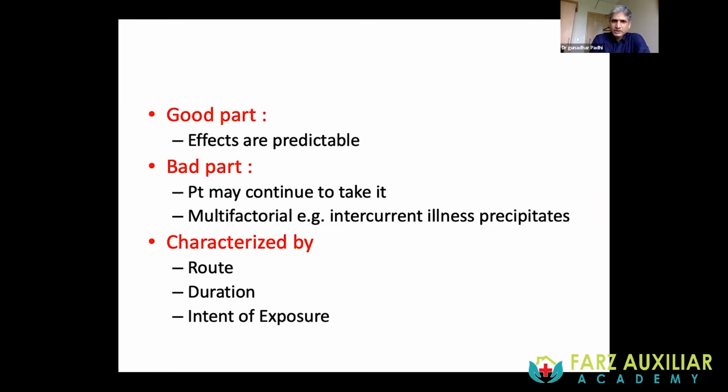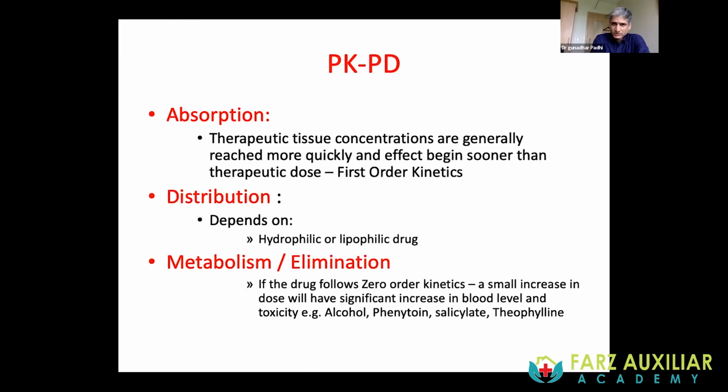The bad part is that sometimes with an overdose, the patient may continue to take it, and sometimes the effect may be multifactorial, like an intercurrent illness may precipitate your overdose symptoms. So every poison or substance is important because it is characterized by the route, duration, and intent. Sometimes it can be accidental, sometimes suicidal, sometimes self-ingested, and sometimes caused by some other person. That is a major thing.